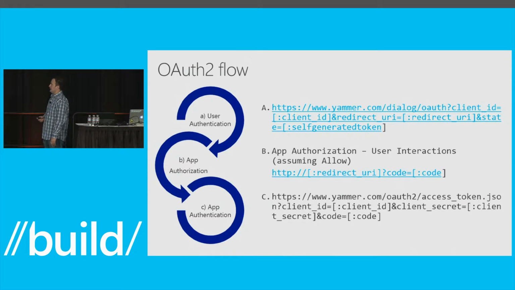Then this will present the user a screen very similar to what you can see on Facebook when you are connecting to different apps, just asking them if they want to authorize this application. And the moment they click yes, you're going to get a code on that redirect URI that will allow you to start sending API calls to Yammer directly.